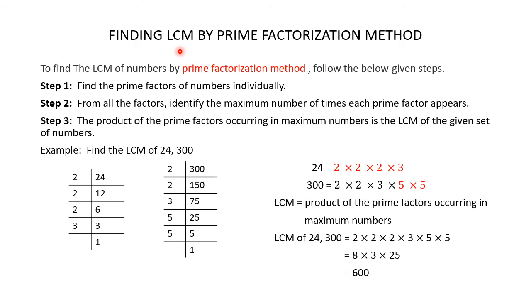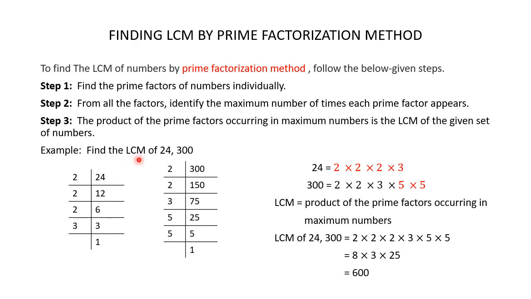Let's learn how to find the LCM by prime factorization method. LCM of numbers can be found out by prime factorization method in 3 easy steps. In the first step, find the prime factors of numbers individually. In the second step, from all the factors, identify the maximum number of times each prime factor appears. In the third step, the product of the prime factors occurring in maximum numbers is the LCM of the given set of numbers. Let's understand this with an example.